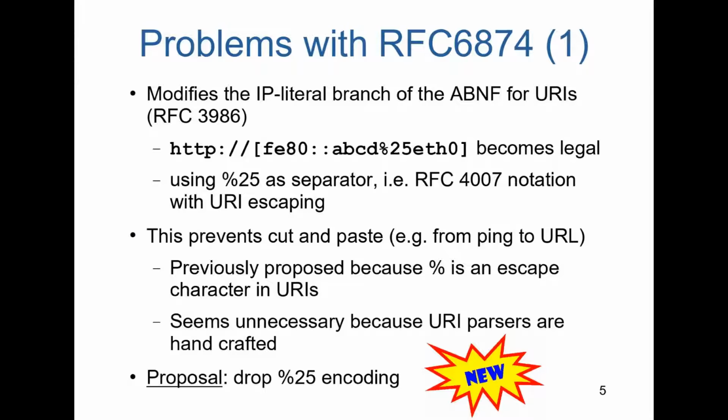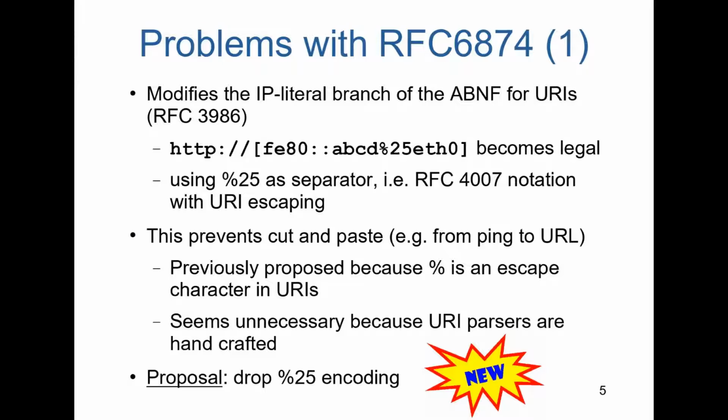Well, it modifies the ABNF of the formal definition of URIs by adding in this new component, a percent sign followed by 25, followed by the interface name. You use %25 as a separator because that's the method in URIs, according to the syntax, of escaping special characters such as a percent sign. Now the problem with that is it prevents cut and paste. You can't cut what you've typed into a ping command and paste it into a URL. You have to manually fix it.